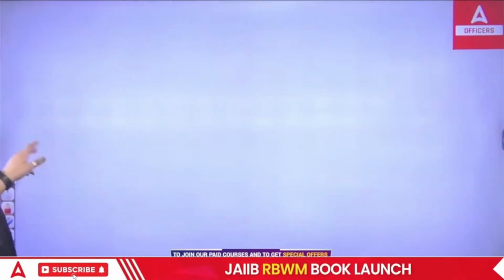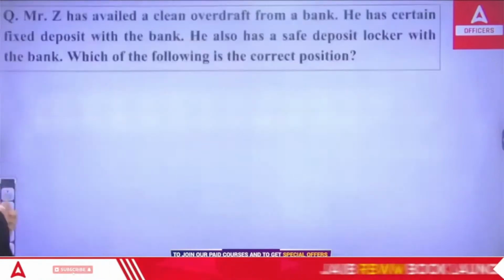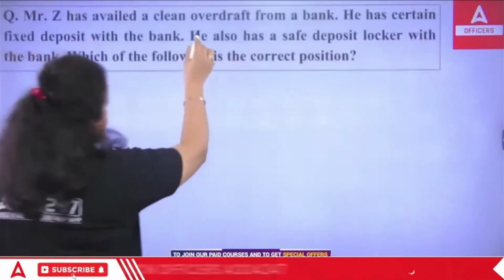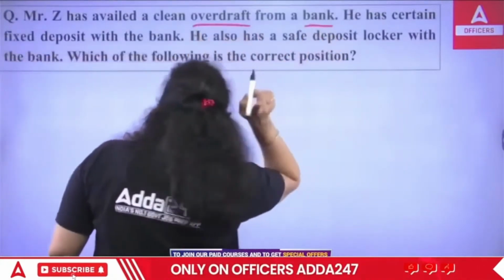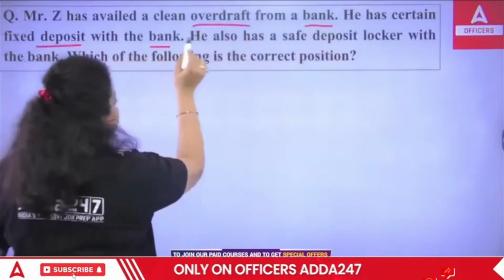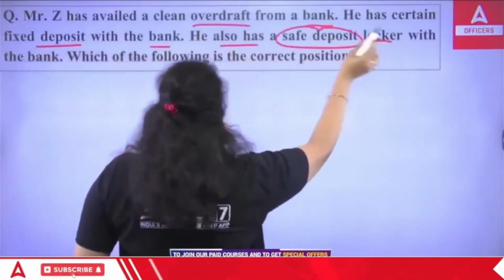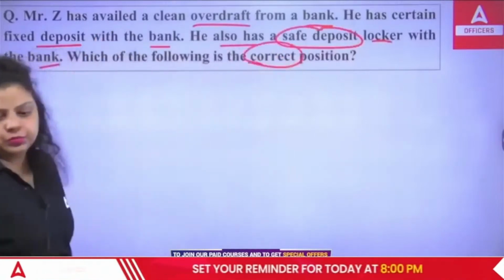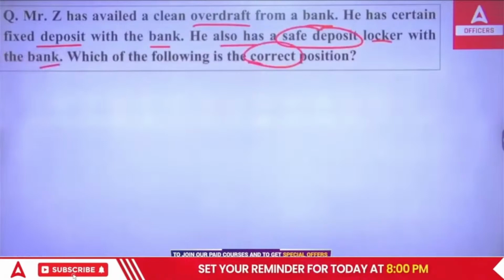Next question. It is talking about Mr. Z, who has availed a clean overdraft from a bank. He has certain fixed deposit with the bank. He also has a safe deposit locker with the bank. Which of the following is the correct position?